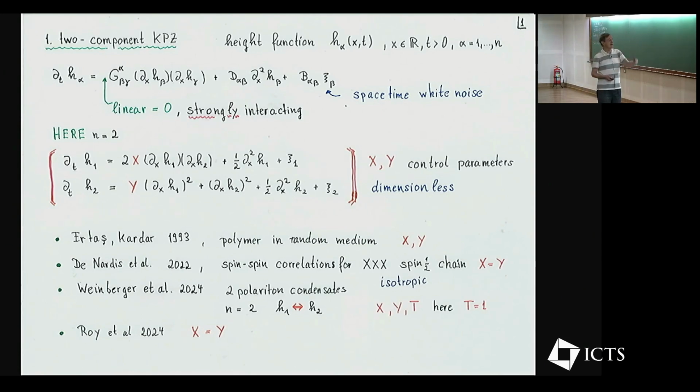And so now the question is, how does the universal behavior depend on these two control parameters? That's a simple question, right? In the one-component case I have just one parameter, now I have two, and I have two components. The question is, what are the universality classes? Okay. All right, so let's see whether we can make any progress.